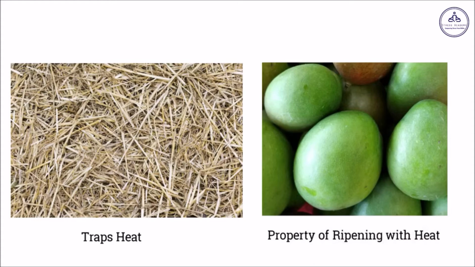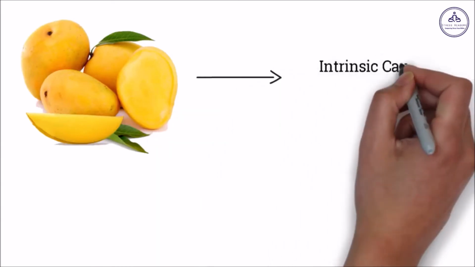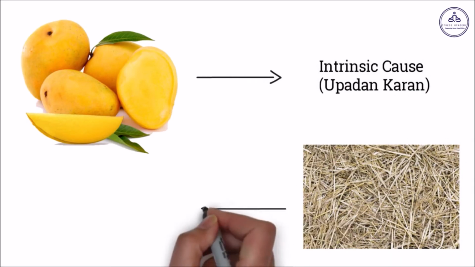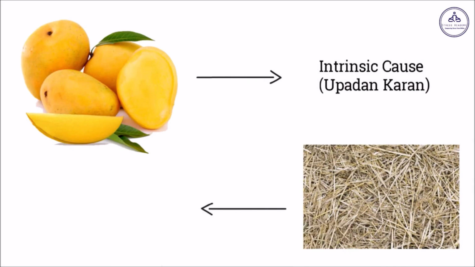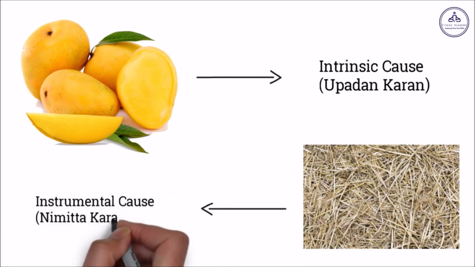This inherent ability of a mango to change the modes of its attributes is known as an intrinsic cause, or upadankaran, and the grass, which was facilitating external factors, is known as an instrumental cause, or nimittakaran.